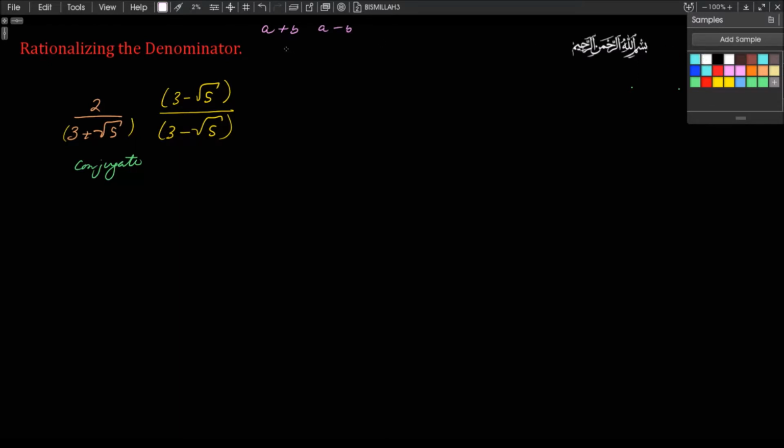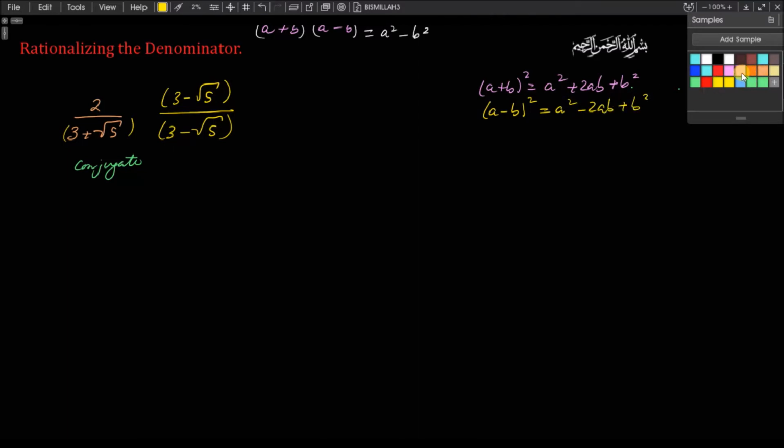Now, we've learned from before that if you multiply a plus b times a minus b, you get a squared minus b squared. If you recall, there were 3 special circumstances when we were multiplying binomials. You had a plus b squared, and this was a squared plus 2ab plus b squared. And the second special case was a minus b squared, and this was a squared minus 2ab plus b squared.